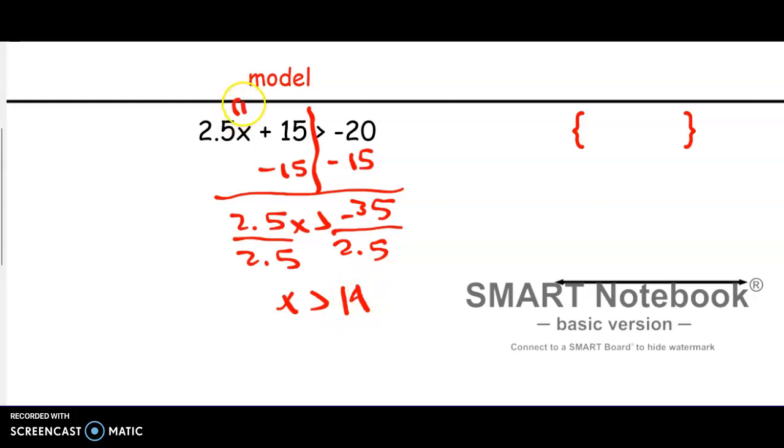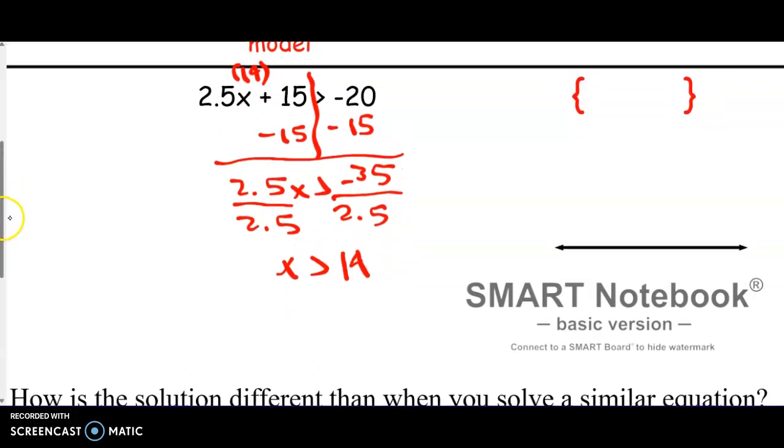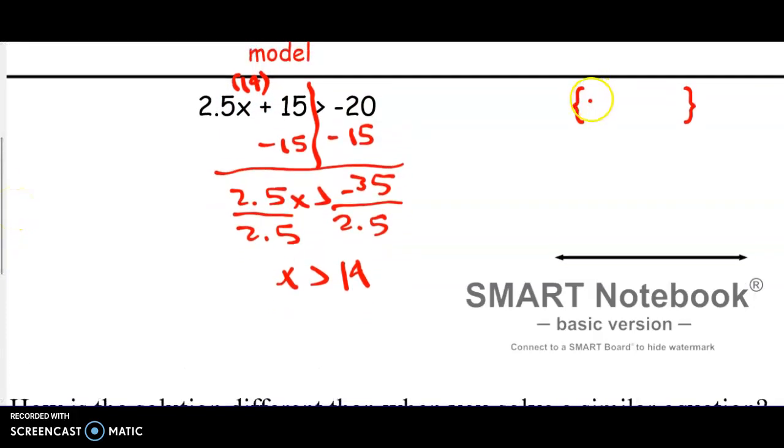And if I plug 14 back into the equation, it should make it true. So my solution set, I'm looking for numbers that are greater than 14. 15 is greater than 14, 20 is greater than 14, 97 is greater than 14. So on my number line, I'm going to start with 14, and I'm looking for numbers that are greater than 14, so they're all going to be listed to the right of the number. It is an open circle because it's not equal to, and the arrows point in the direction of the greater numbers.